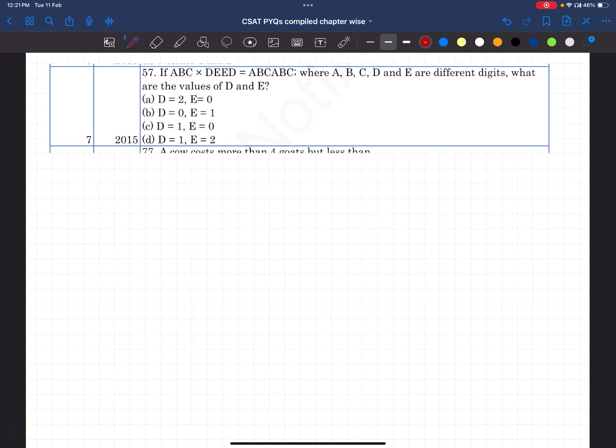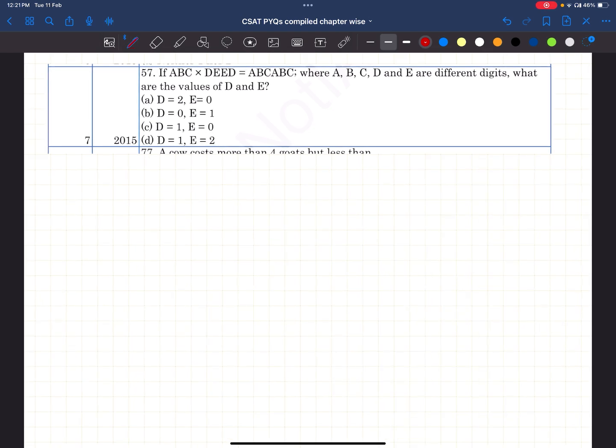See, if AB into ABC into DEED is equal to ABC ABC, where A, B, C, D, E are different digits, what are the values of D and E? Now in the options he has given D is equal to 2, or equal to 0, all these things. You can go with the options, or else we'll first solve with the conventional method.